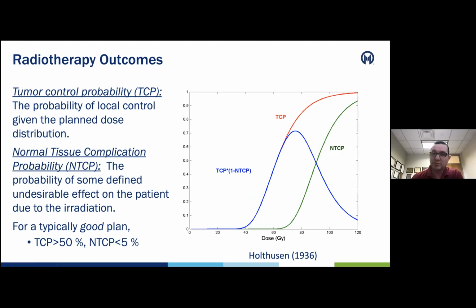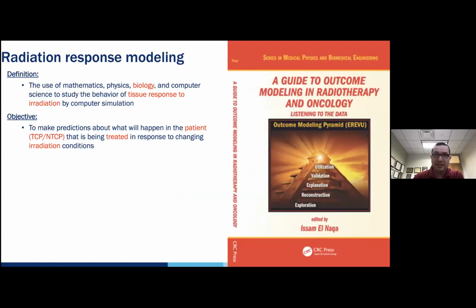Some metrics could be used in that regard to aid in this process, such as the complication-free tumor probability, which is sometimes referred to as P plus, TCP minus NTCP, and TCP times one minus NTCP is one way of achieving that. I'll touch base on this metric again.